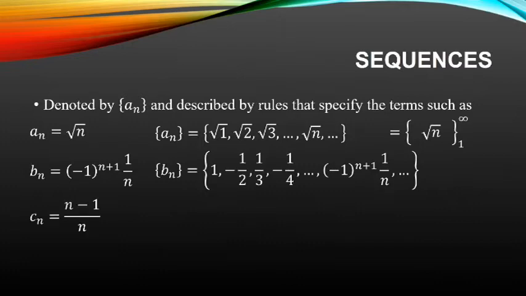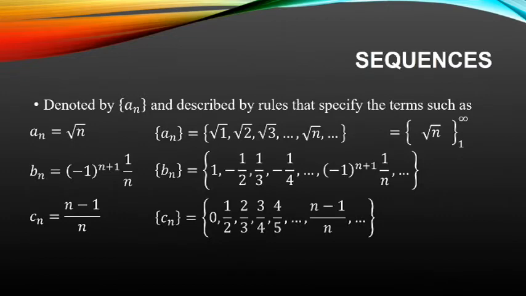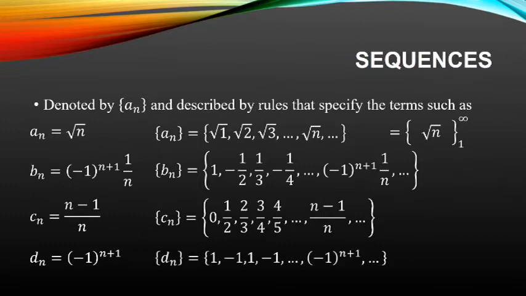Another example, c sub n, with the formula for c sub n, or the nth term, is n minus 1 over n. So we have the sequence 0, where n is equal to 1. So we have a denominator 1, and 1 minus 1 is 0. So 0, then 1 half, 2/3, 3/4, 4/5, and up to the nth term, and so on. Another example is d sub n, which is equal to negative 1 raised to n plus 1. This is actually an alternating sequence of 1 and negative 1. So we have 1, negative 1, 1, negative 1, up to the nth term, which is negative 1 raised to n plus 1, and so on.